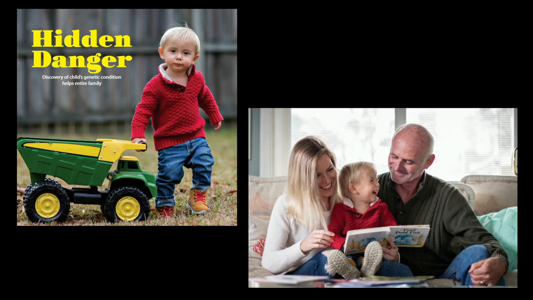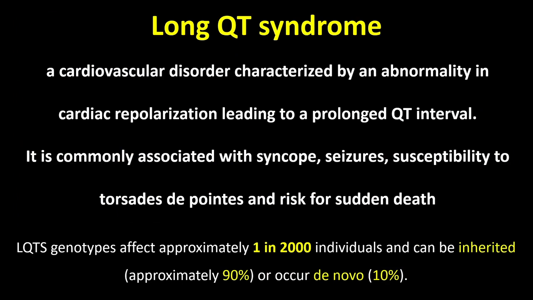So this is how very careful evaluation of the fetal heart rate potentially prevented multiple family members from the very fatal consequences of having this inherited mutation. So what is long QT syndrome? This is a cardiovascular disorder characterized by abnormal cardiac repolarization, leading to prolongation of the QT. It's commonly associated with different clinical symptoms, but what is really important is that those patients have a very high risk for sudden cardiac death.